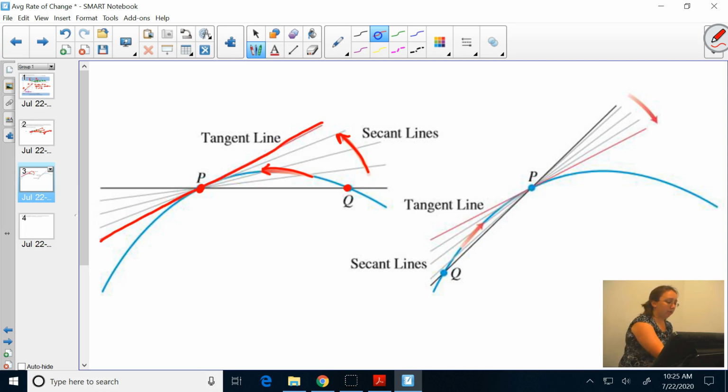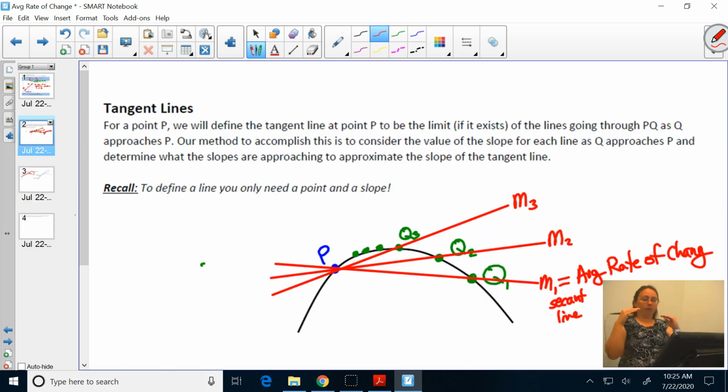So let me go back to my picture that I was drawing. M1, M2, M3, these are all slopes. As we go along the curve, these slopes are going to start approaching a particular slope. That slope is the limit of the slopes. It's what they're approaching. We call it a limit. Once you reach the limit of the slopes, that is when you have achieved your tangent line.